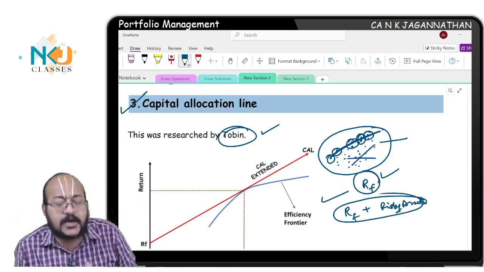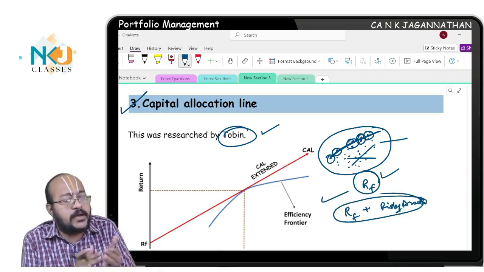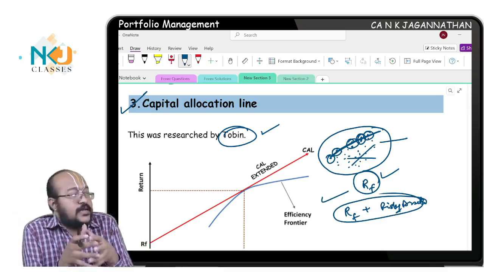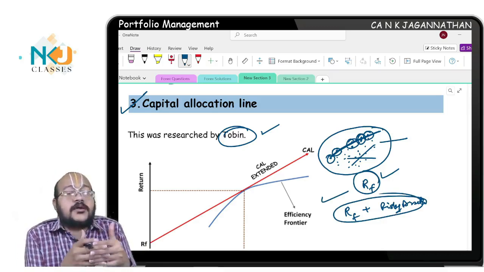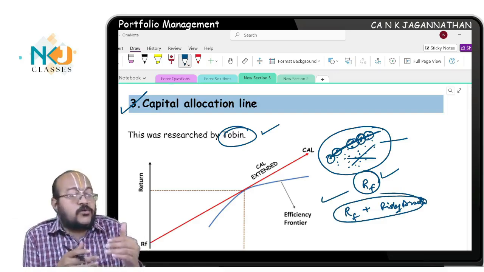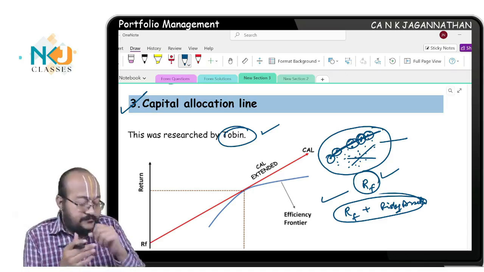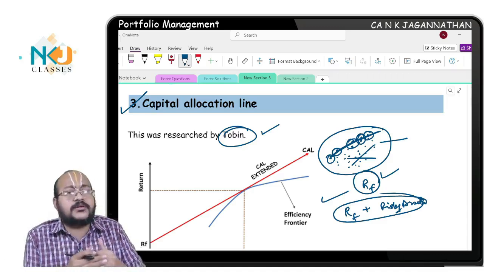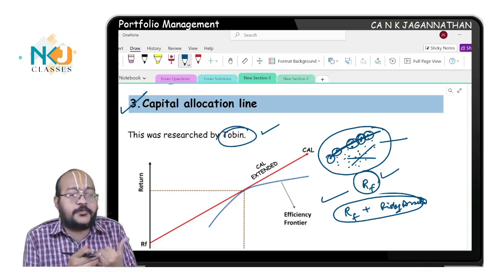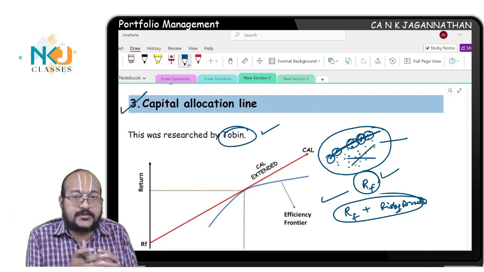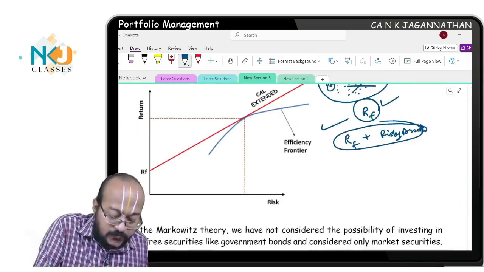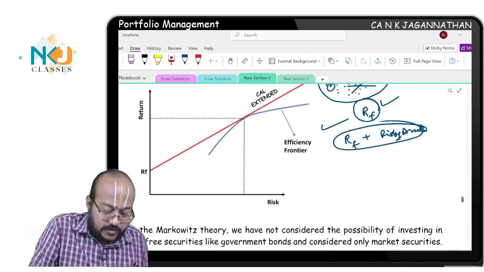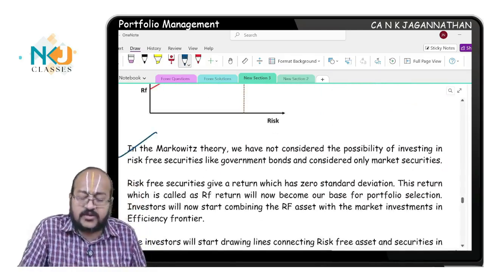Now Tobin tries to analyze how I can combine risk-free asset and risky asset and form a portfolio. And this can be superior also to Markowitz portfolio theory. We are going to learn how this is superior, how considering a risk-free asset might be a better option than considering two risky assets. Shall I explain? See here. Now what happens? The efficiency frontier. See here, I have given notes, everything I have given notes, you can go through.